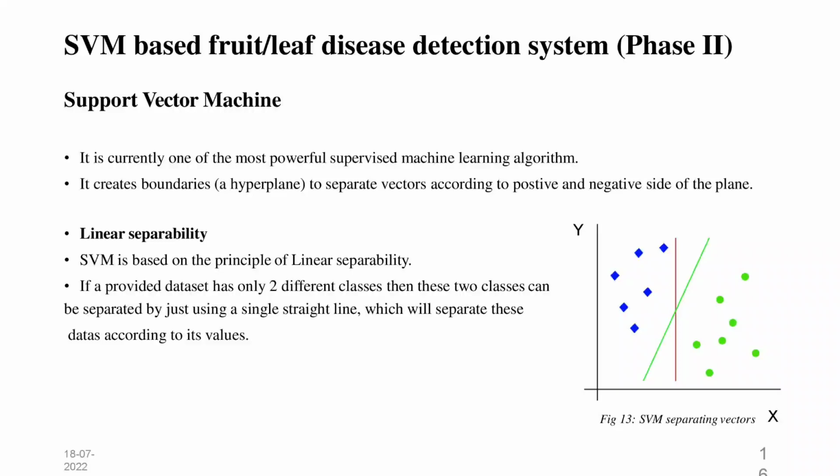Support vector machine, as we all know, is a very popular supervised machine learning algorithm. What it does is it actually creates a boundary or a hyperplane to separate vectors according to its positive and negative values. The principle it follows is linear separability.